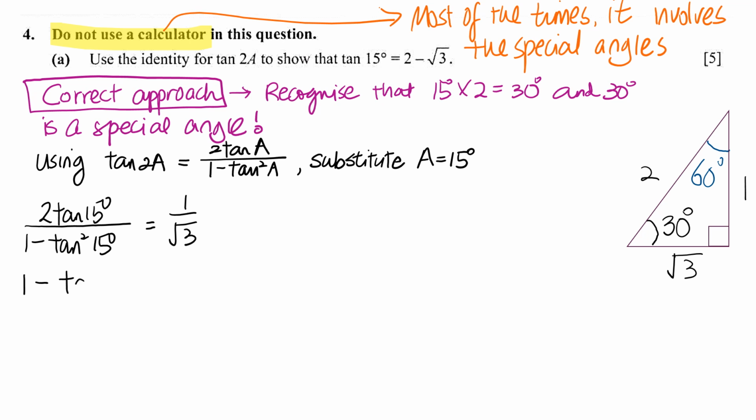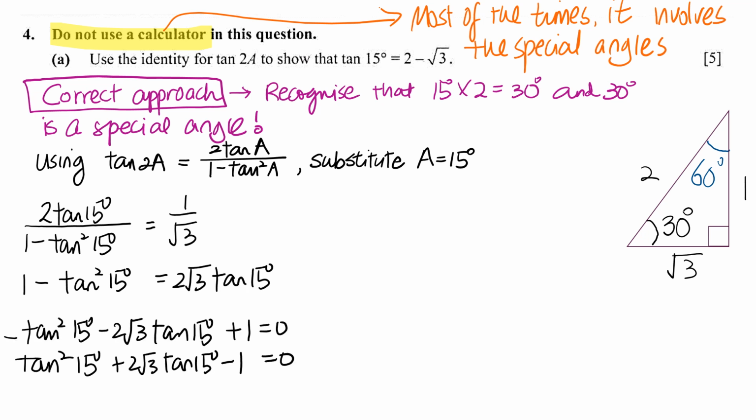And with that, we can just do a cross multiply and bring everything to the left-hand side. Here what I've done is I multiply by negative throughout, every term multiplied by a negative, to make the coefficient of tangent squared 15 degrees positive. And then the next thing is that if you look at what you're supposed to show, the answer is in terms of surds. And that gives you an idea that you have to use the quadratic formula.